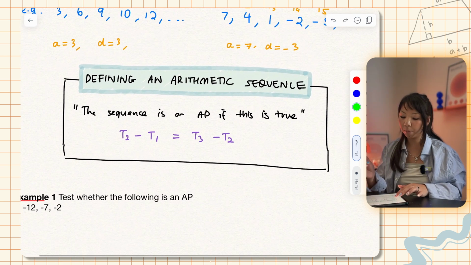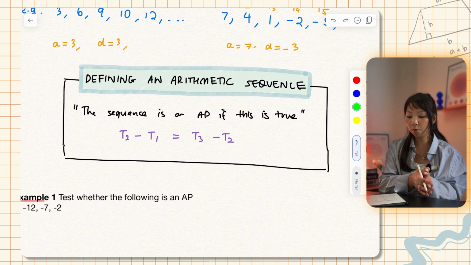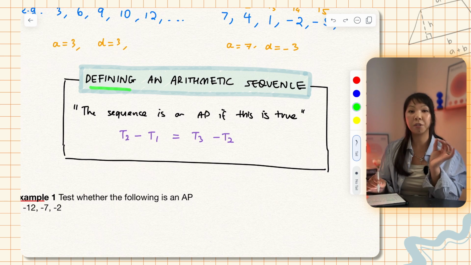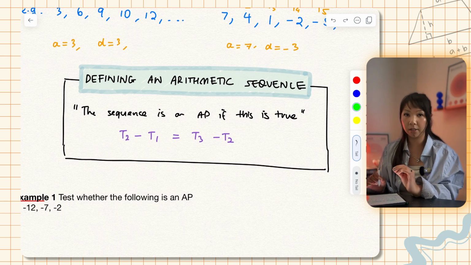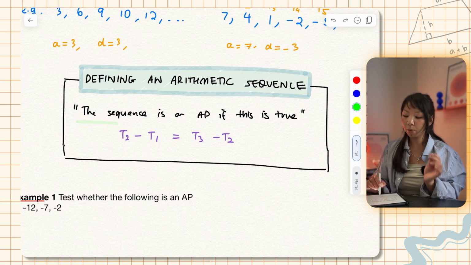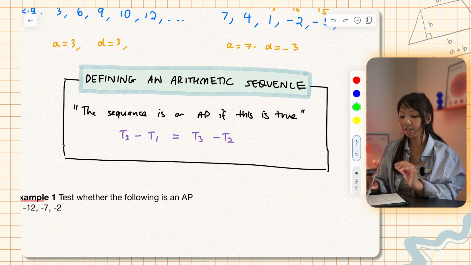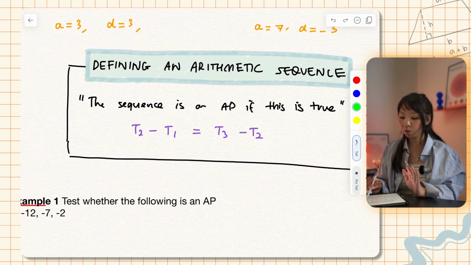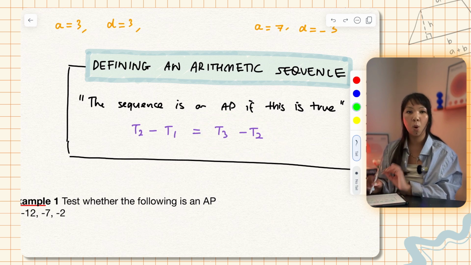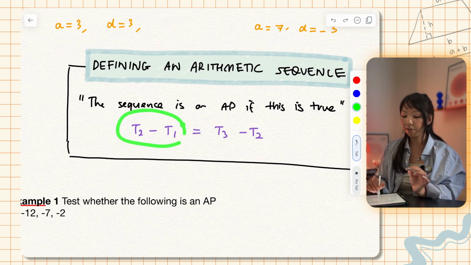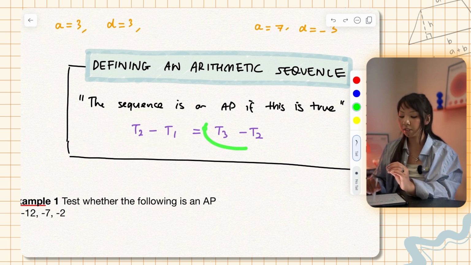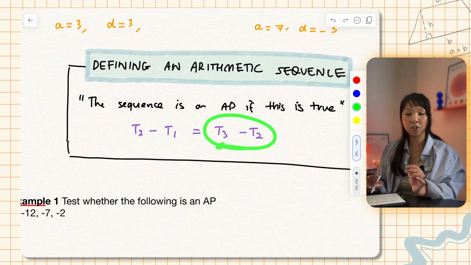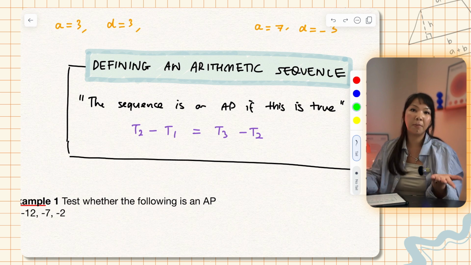The very first formula we're going to be exploring is the formula that we use to define an arithmetic sequence. So we can say that the sequence is an AP if this is true: if T2 minus T1 equals T3 minus T2. In other words, if the difference between the second and the first term is equal to the difference between the third term and the second term, then this is going to be an AP.